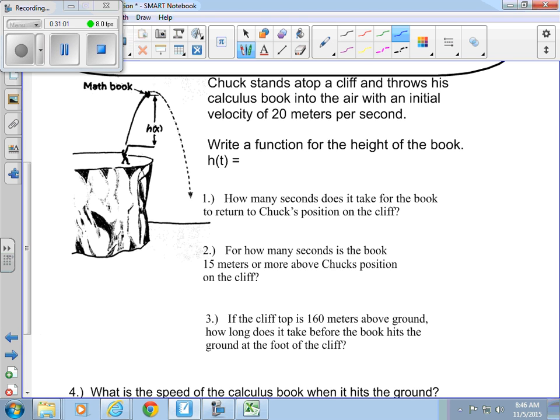Chuck stands atop a cliff and throws his calculus book in the air with an initial velocity of 20 meters per second. Write a function for the height of the book. So, throwing a book off a cliff. I remember this problem. It's like that for real life. I thought this problem up a long time ago. Write a function for the height of the book.